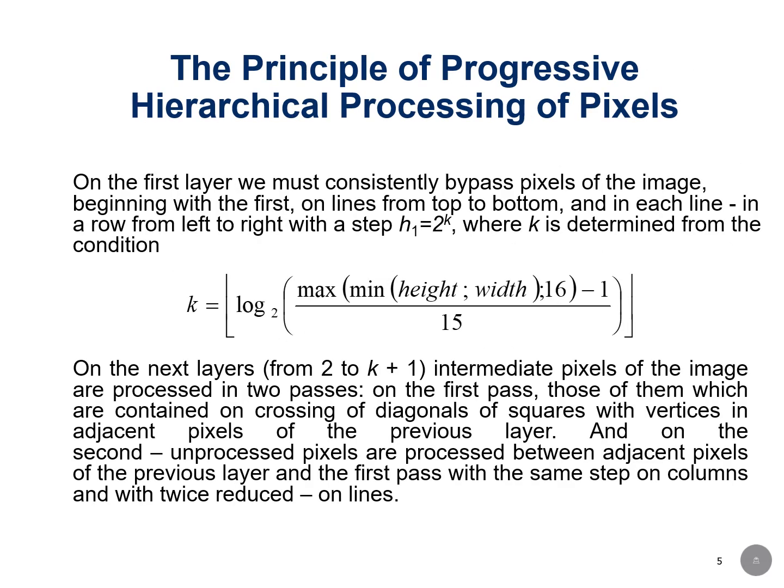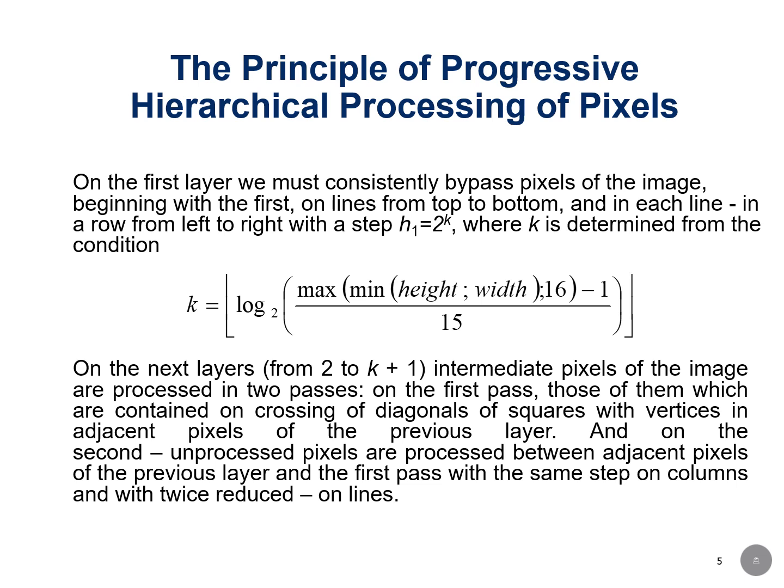As an alternative to sequential pixel traversal, we propose a progressive hierarchical traversal by which on the first layer we must consistently bypass pixels of the image, beginning with the first, on lines from top to bottom and in each line in a row from left to right with a step 2 to the power of k, where k is determined from the condition that you can see on the screen.